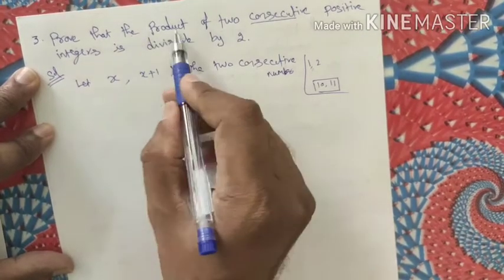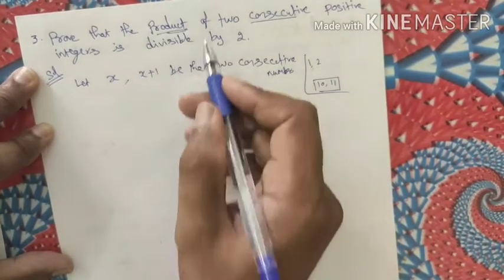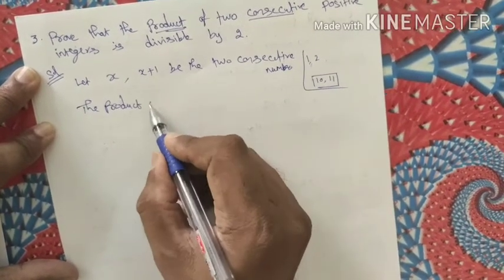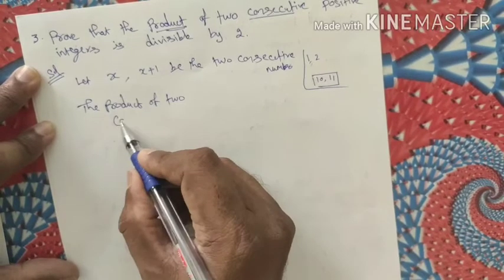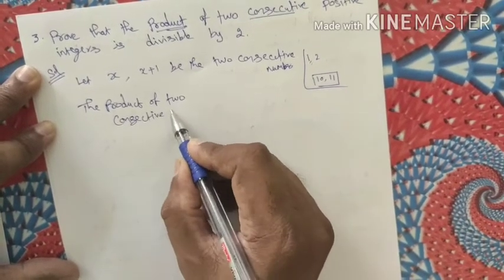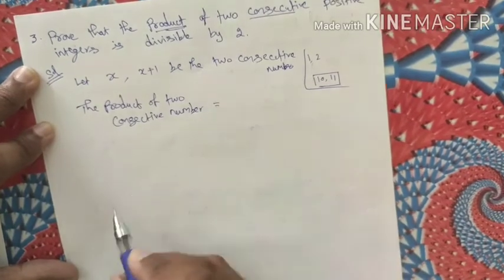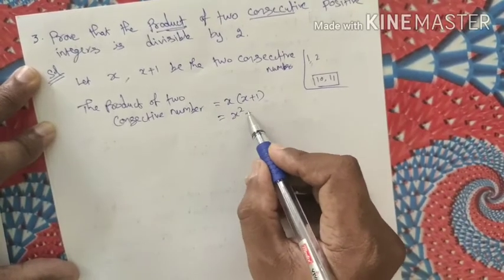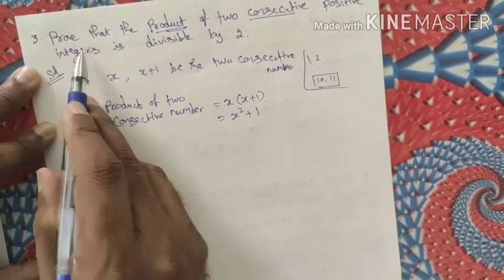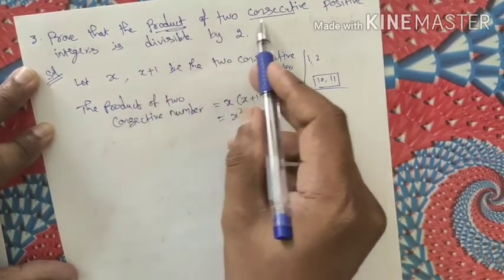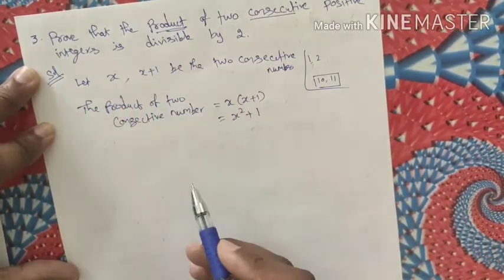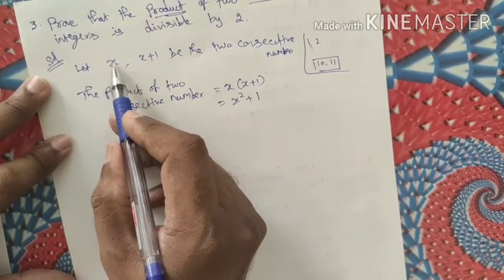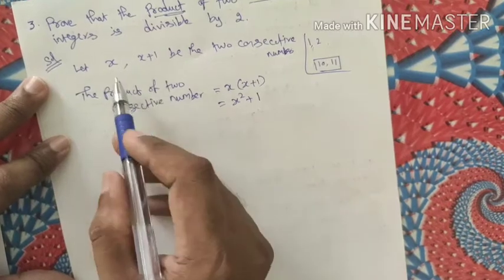Our question is the product of two consecutive numbers, so we have to multiply the two. The product of two consecutive numbers is x into x plus 1, that is x square plus x. Now we have to prove that the product of two consecutive positive integers is divisible by 2. Of course one of the numbers is an even number and the other is an odd number. It is possible.